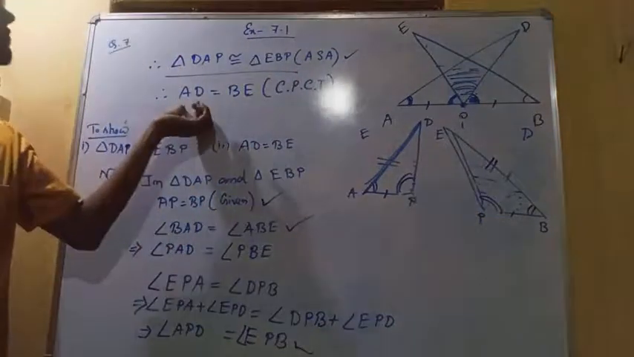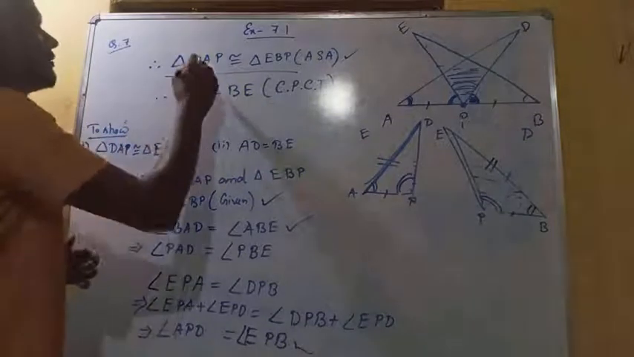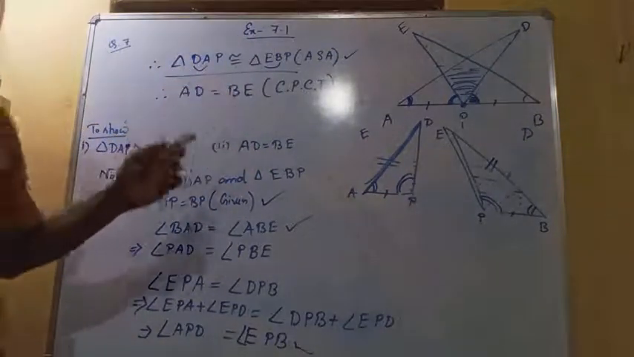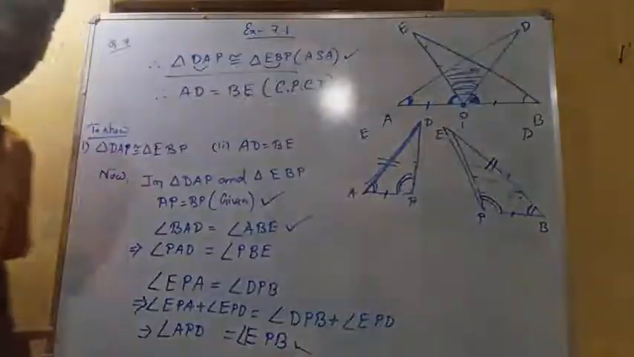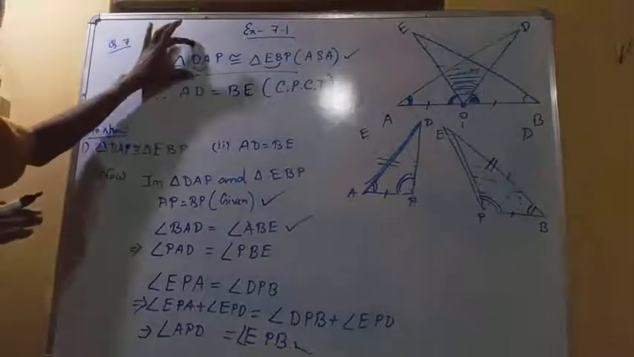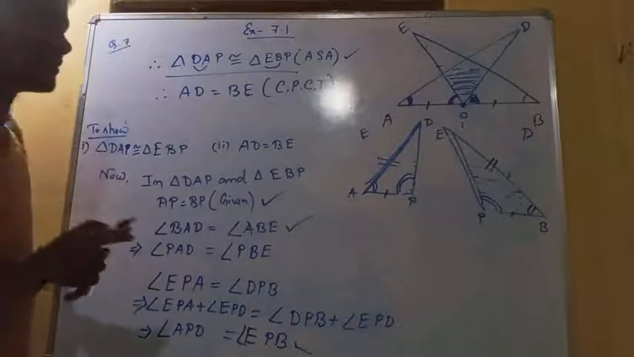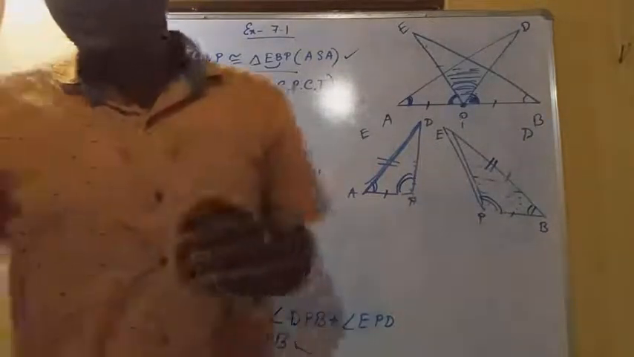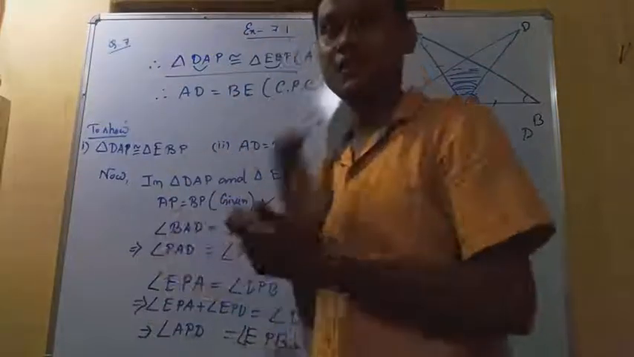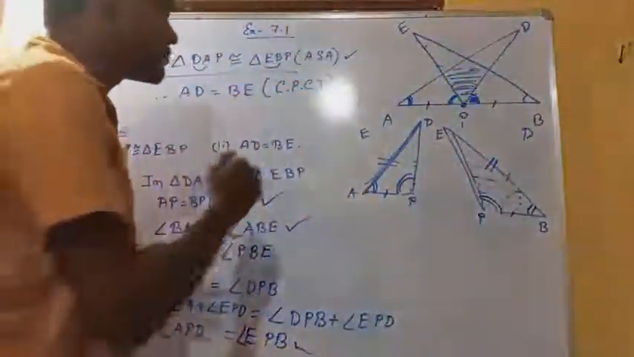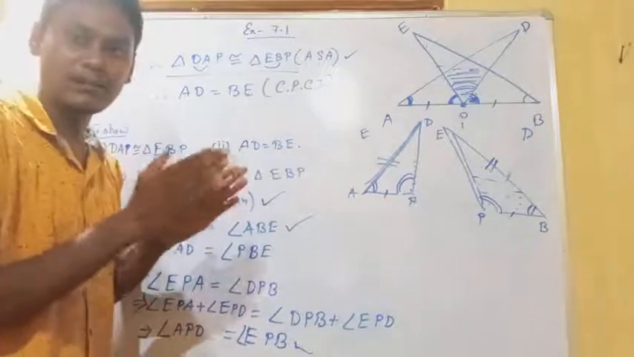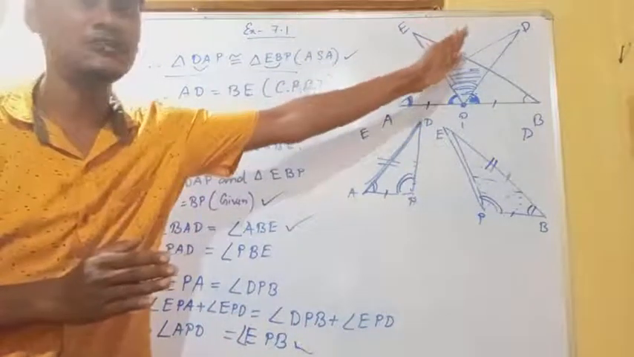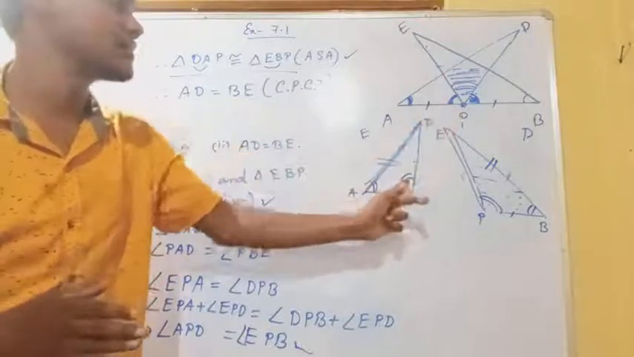Since these two sides, AD and BE, belong to the two triangles, and both the triangles are congruent, we can write that these two sides are equal by CPCT. So this is how we have to solve this type of question. As I discussed in the last class, question number 6, where I added equals on both sides for making the complete angle, in this question also we need to add equals on both sides for making the complete angle.